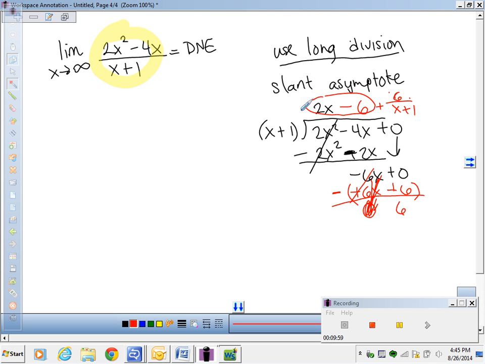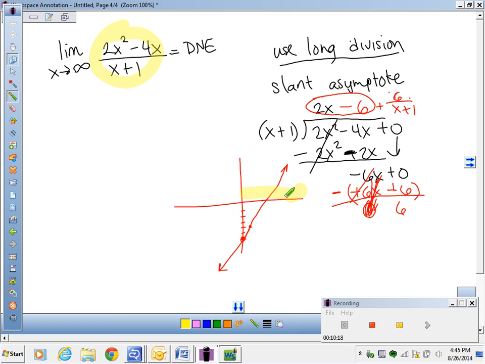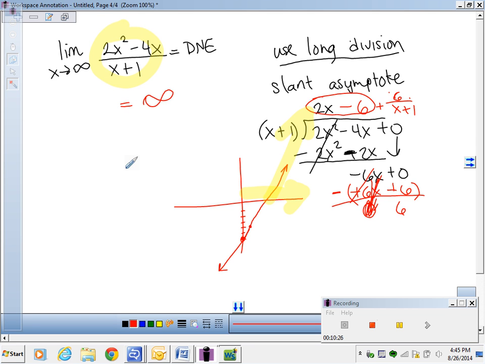And my slant asymptote is this right here. So if I were to graph 2x minus 6, I go down 6, 1, 2, 3, 4, 5, 6, up 2 over 1. So it'll look like a line like this. Okay, so as x is approaching positive infinity, that means it's going this way. What's happening to the end? It goes up. So my behavior here, my limit would be unbounded up, so positive infinity.